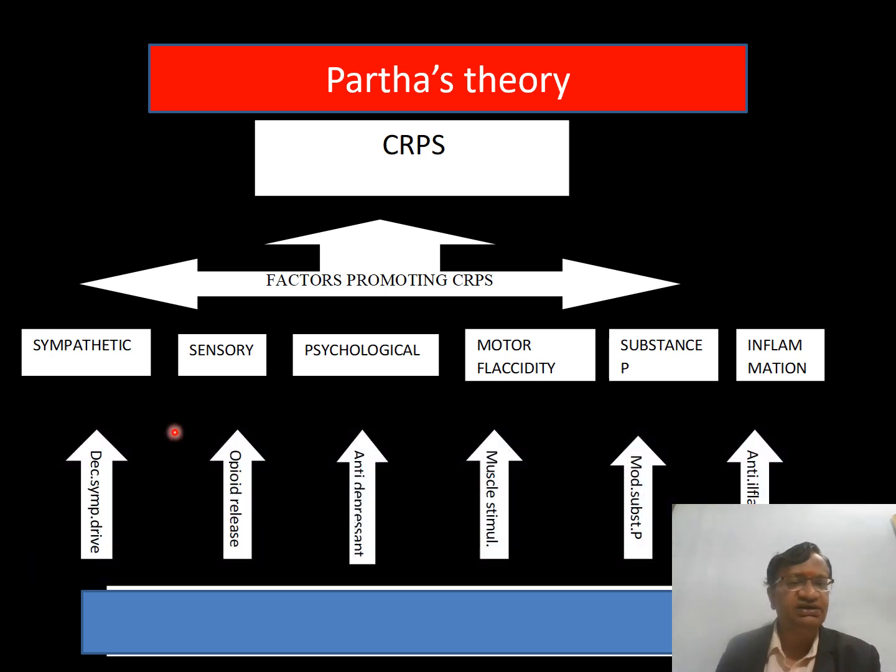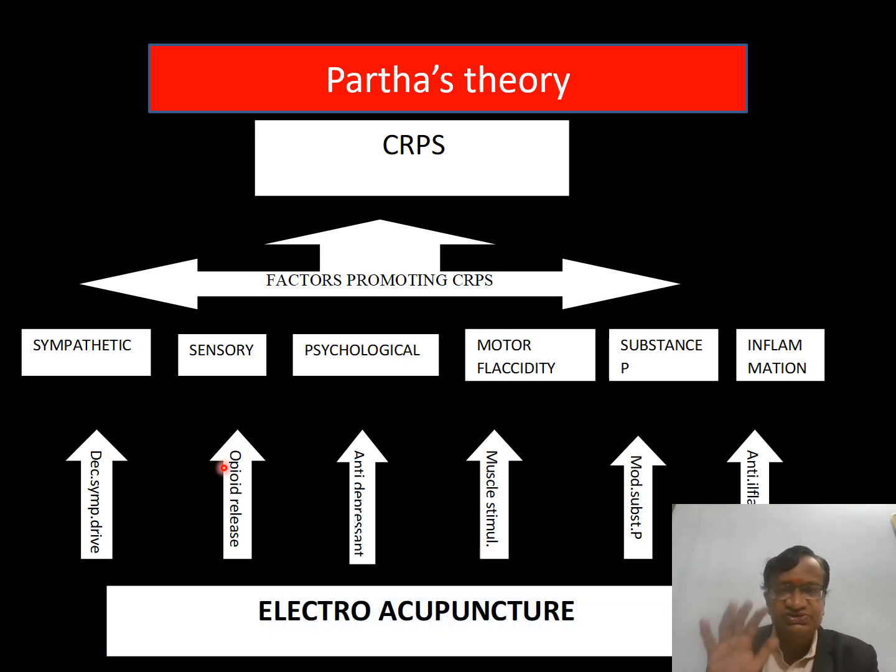This is targeted by what? Decreased sympathetic drive, opioids, antidepressants, stimulation. This targets almost all of them: endogenous stimulation is there, anti-inflammation is there, muscle stimulation is there, antidepressant effect is there, endogenous opioid is there. All these things are done by electroacupuncture, possibly targeting everything. If you give a stellate ganglion block, it may cause this. But if you give electroacupuncture, it is likely to target all the pathophysiological mechanisms. If you pass a current, the muscle is also stimulated.